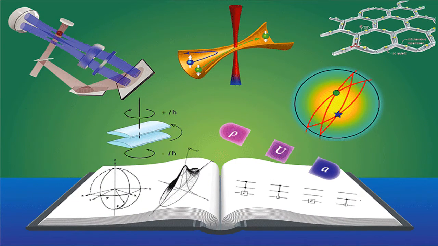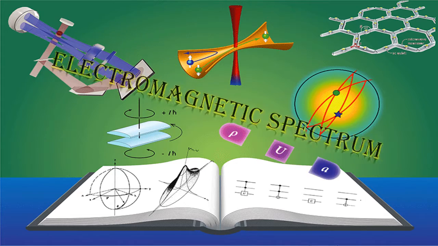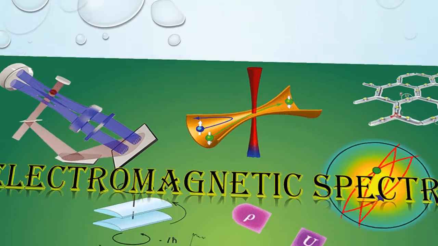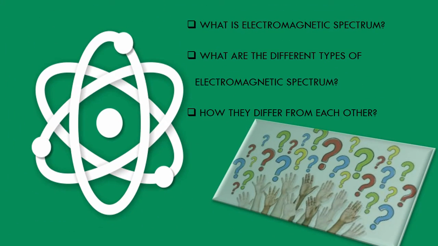The topic for today is all about the electromagnetic spectrum. These are the questions: What is the electromagnetic spectrum? What are the different types of electromagnetic spectrum and how do they differ from each other?